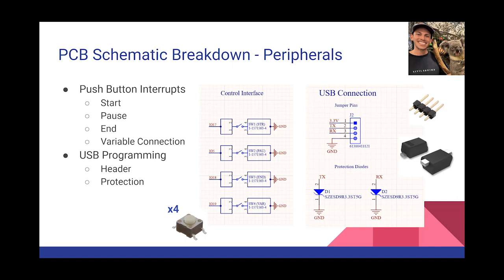In addition to this as well, we have our USB programming part of the connection to the PCB and to our overall system. You can see that on the right side here, it has a 4-pin jumper, as well as 2 diodes for protecting current flow within our connection to the USB ports there.